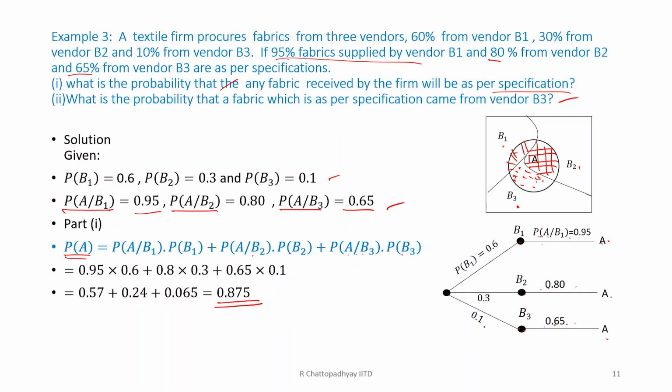That means the probability that any fabric received by the firm will be as per specification is going to be 0.875 in this particular case.